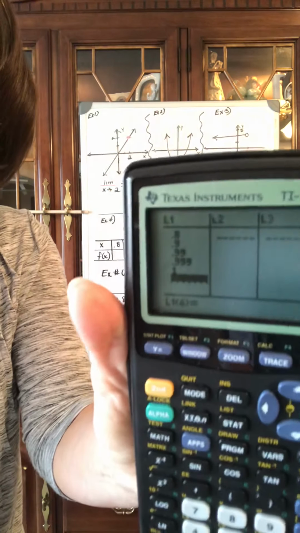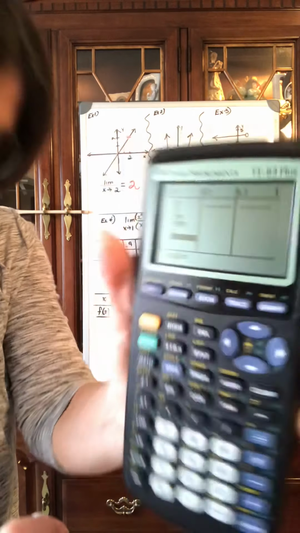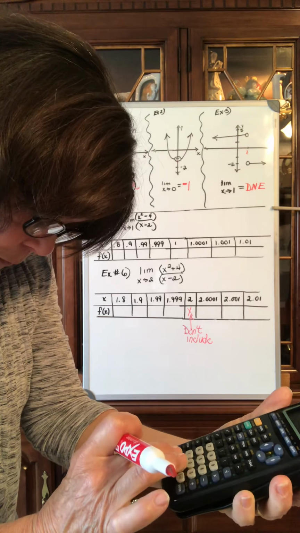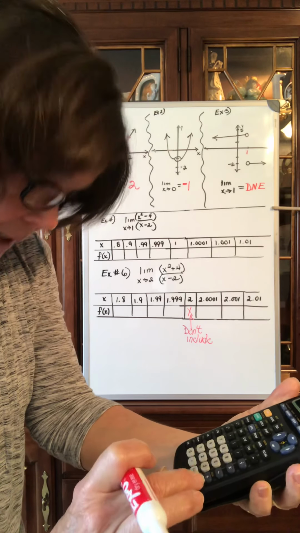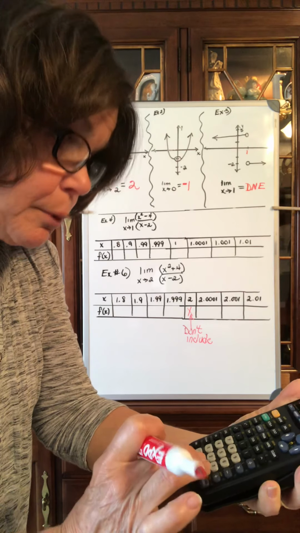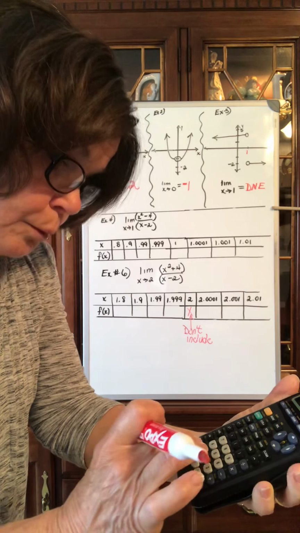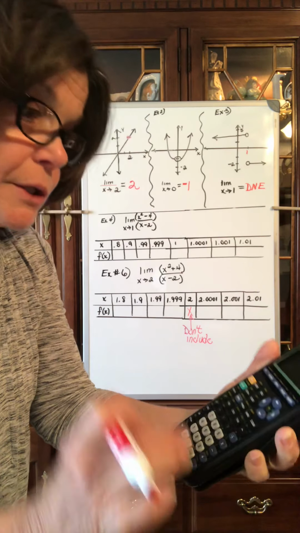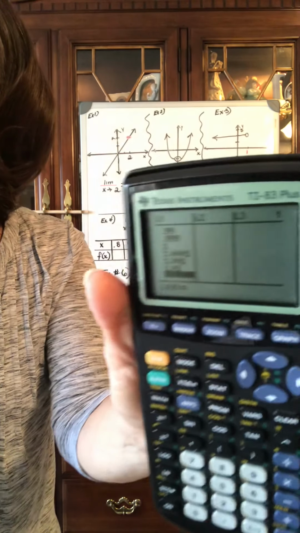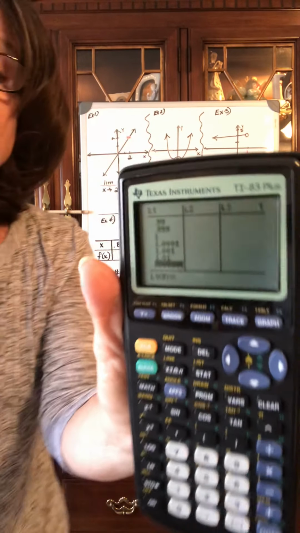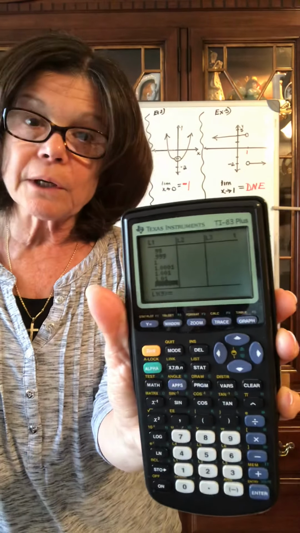So here's how my list looks so far in L1. Keep going. 1.0001, enter. 1.001, enter. And 1.01, enter. So what I've done is I put all of those x values into my L1. Now, I want the calculator to figure out all the corresponding y values in one step.